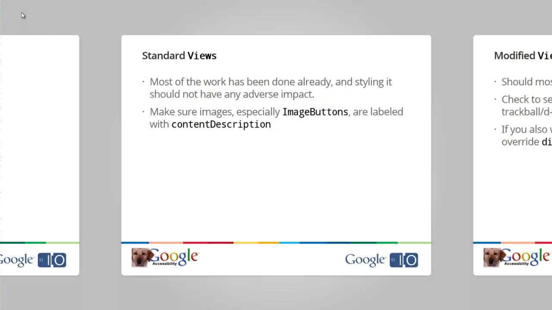If you do want to do something interesting visually, such as restyling a button or restyling your list views, those are really just style attribute changes, and they won't have any adverse effects on accessibility. The thing to be really careful about here is just to make sure that, again, you're labeling things correctly, especially things like image buttons and other controls.